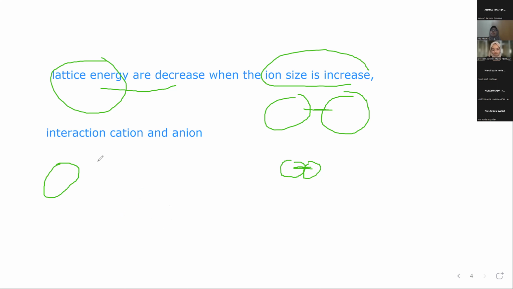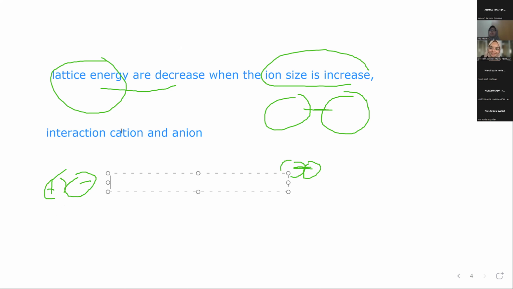This is the cation, and this is the anion. This is positive, this is negative. This cation and anion have a lattice energy.